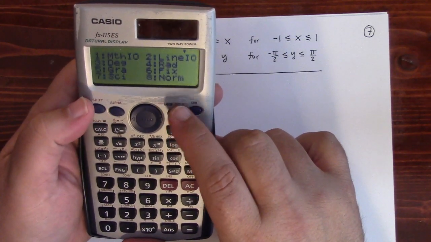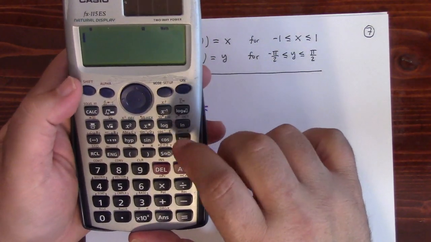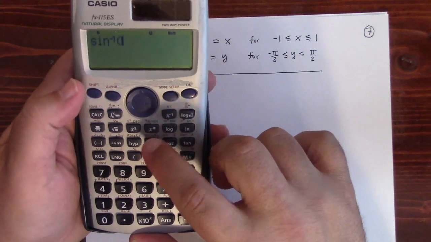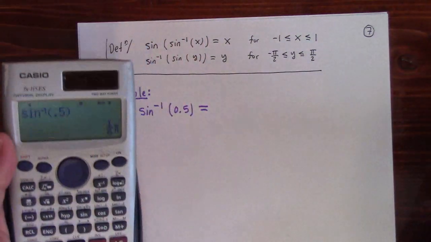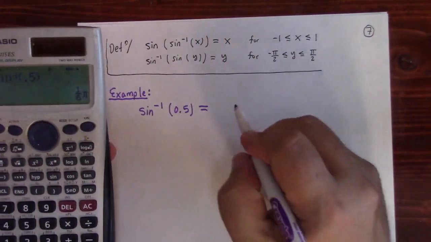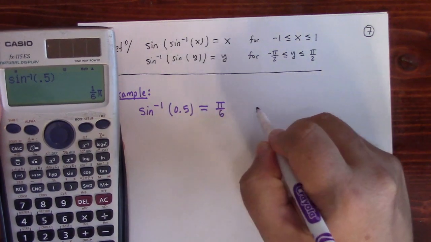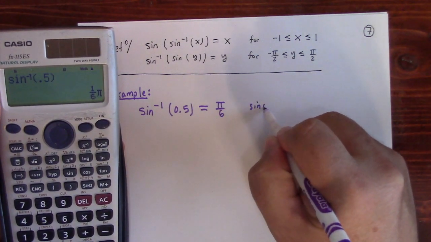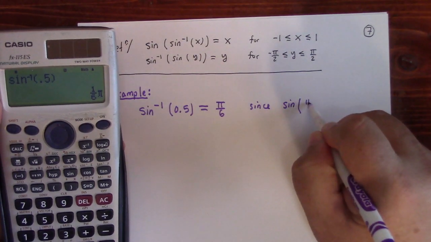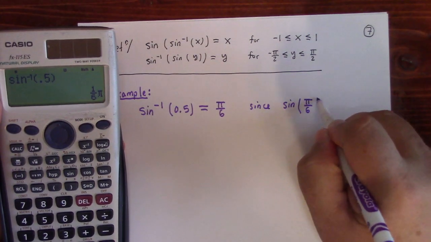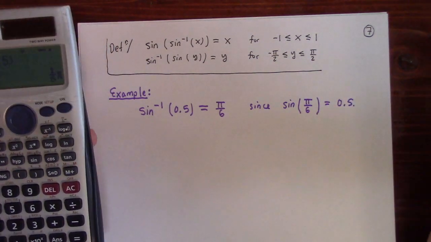Shift setup. Shift setup. There we go. 4 for radian. Alright, inverse sine 0.5. What are we going to get? We're going to get pi over 6. What do you know? Pi over 6. Why is that? This isn't surprising to us, because we know that the sine of pi over 6 is equal to 0.5. Right? So very good.